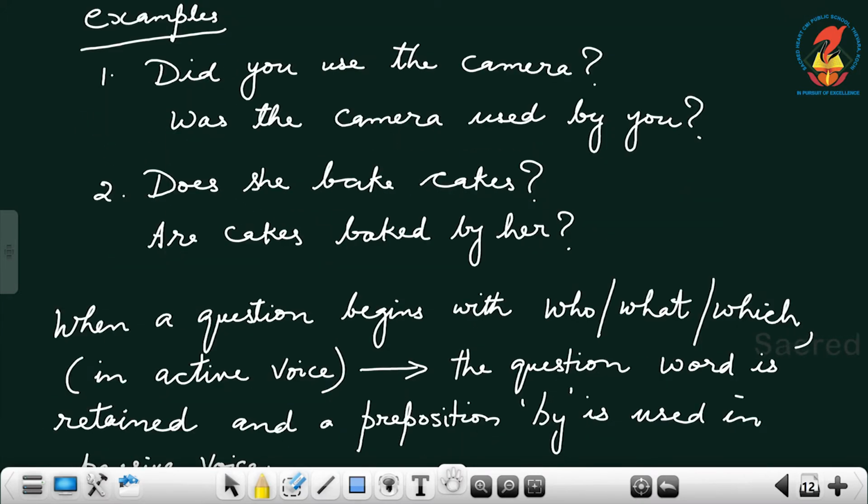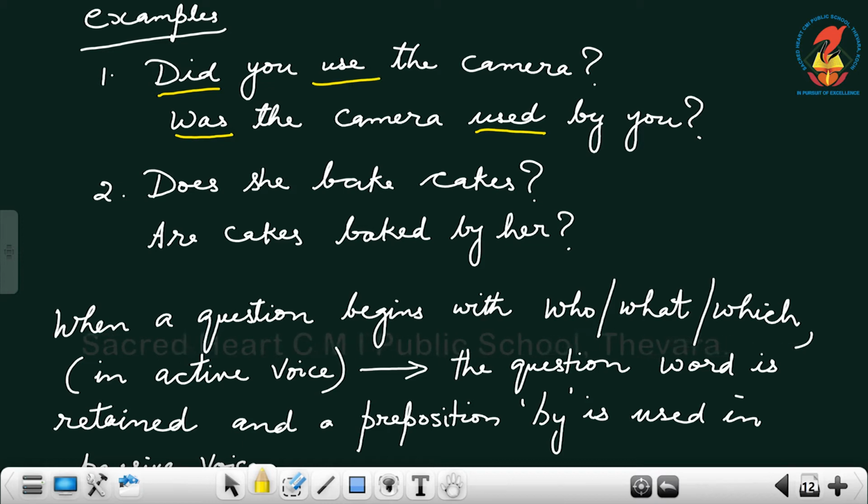The first example I have taken is with the word did. "Did you use the camera?" We have started with did, and I told you do, does, did change to was or were. So it is written "Was the camera used by you?" Used becomes used. Again the word by is there. "Does she bake cakes?" So does changes to are: "Are cakes baked by her?" Now these are do, does and did.